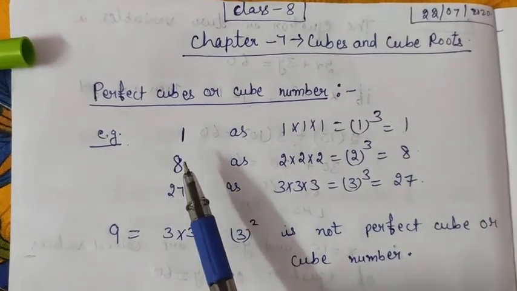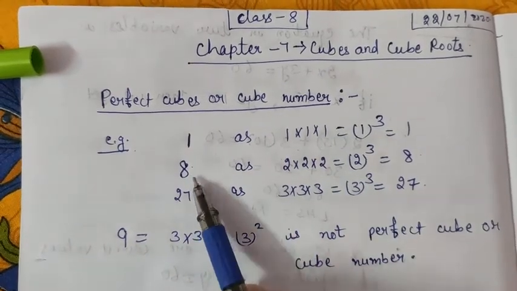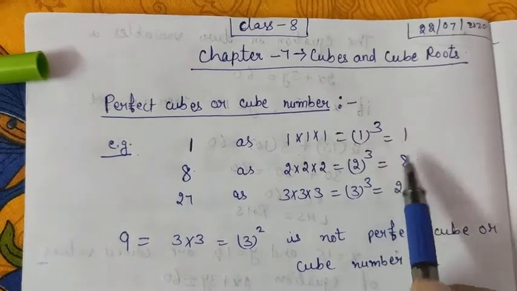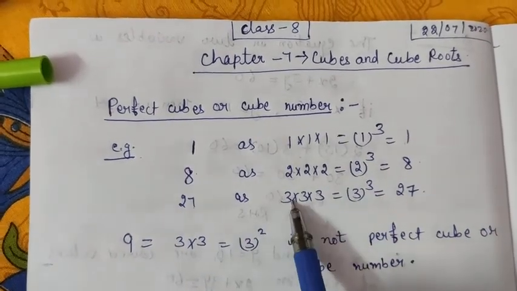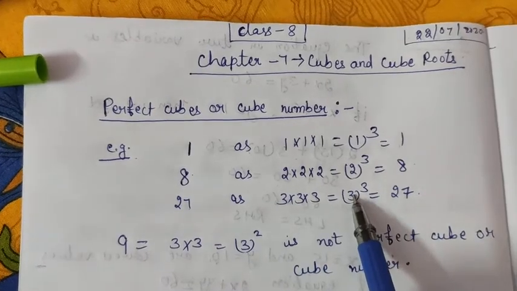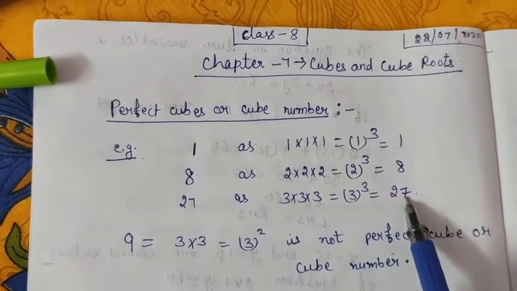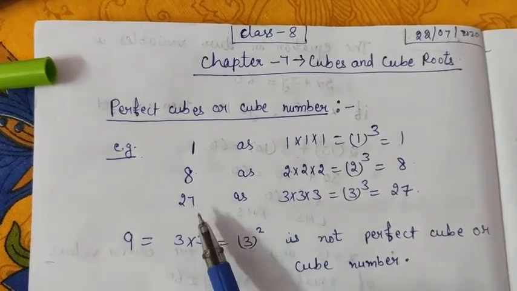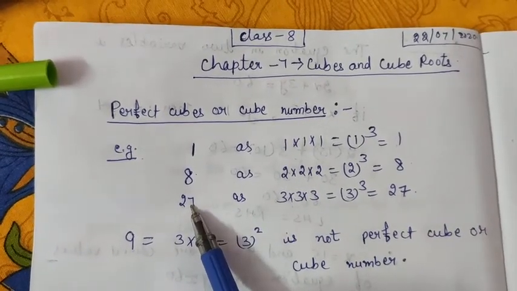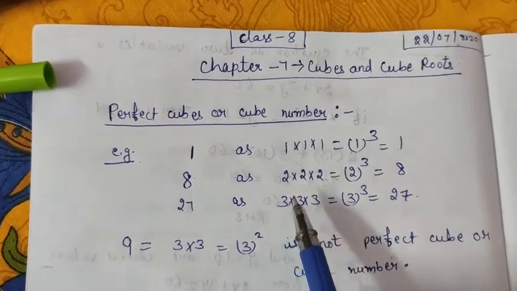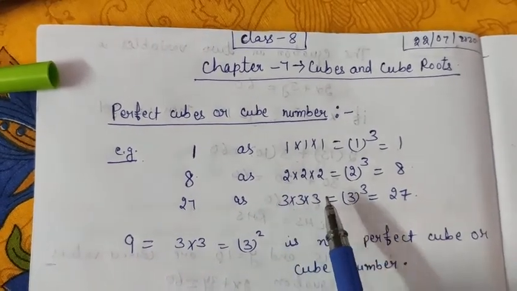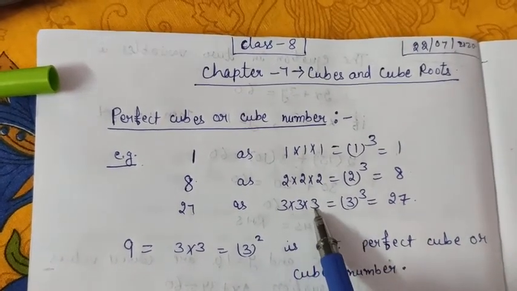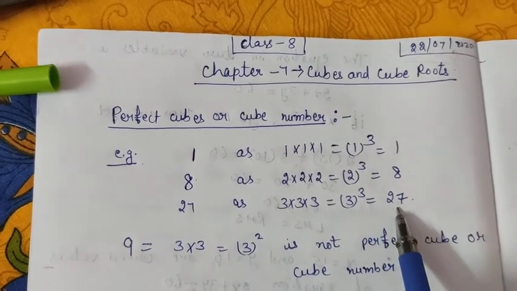And 8 can be written as 2 into 2 into 2, or 2 raised to power 3 is equal to 8. Similarly, 27 can be written as 3 into 3 into 3, which is 3 raised to power 3, equal to 27. So a number can be called a perfect cube when its factor multiplied 3 times gives the same number, and the 3 factors should be the same. So the number will be a perfect cube number.